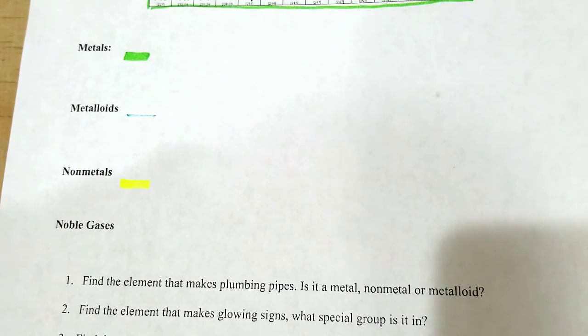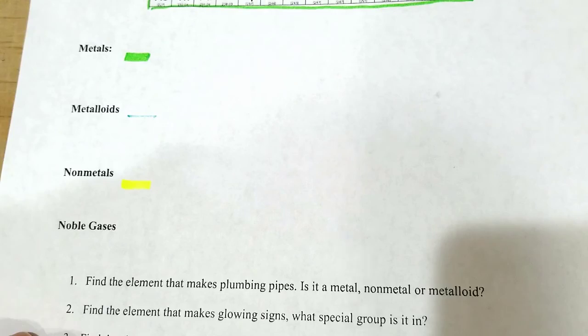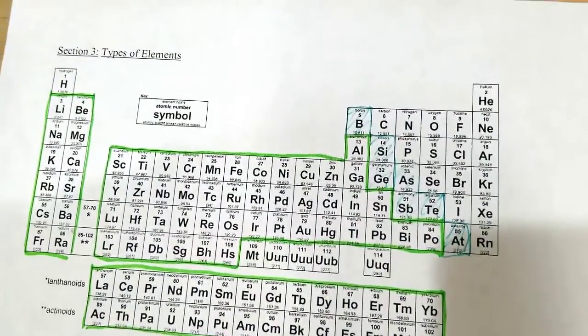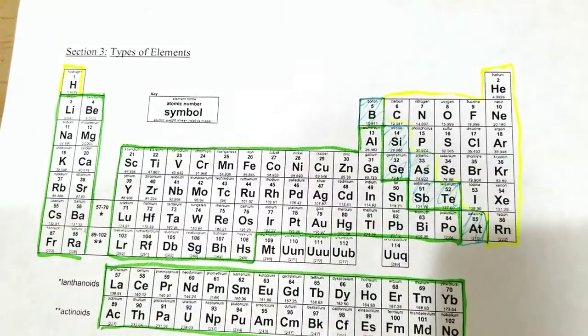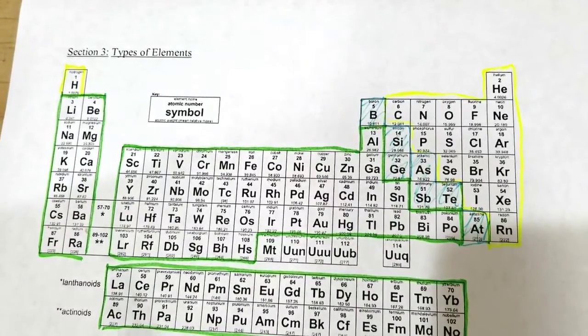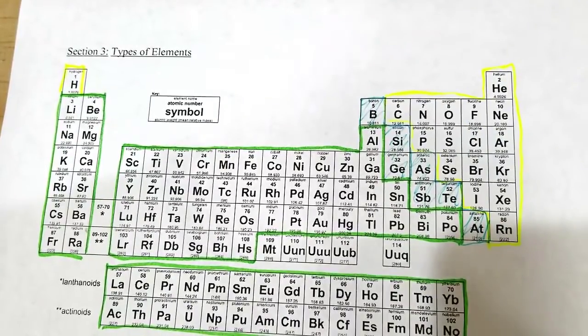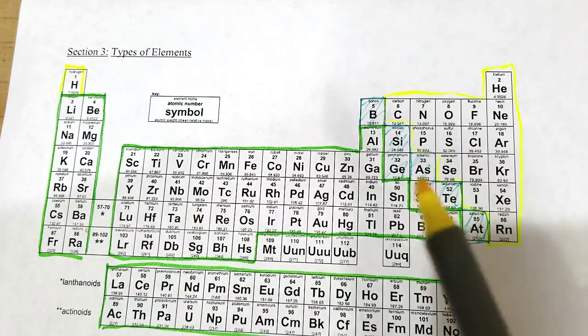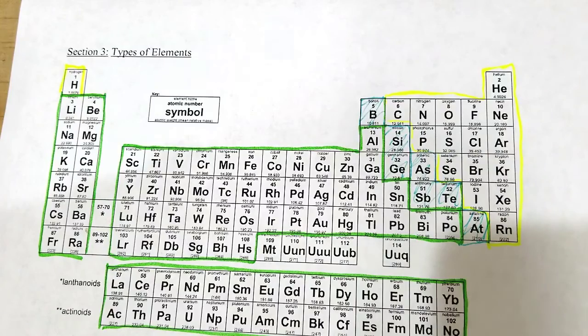Next we have the non-metals, and it sounds just like the name, they are not metals. So the non-metals are hydrogen and everything to the right-hand side of the metalloids. You don't have to remember the exact location where the breaks occur, but at least keep in mind that the metals are mostly in the middle, the metalloids are right here, the staircase, and then the non-metals are on the right-hand side.